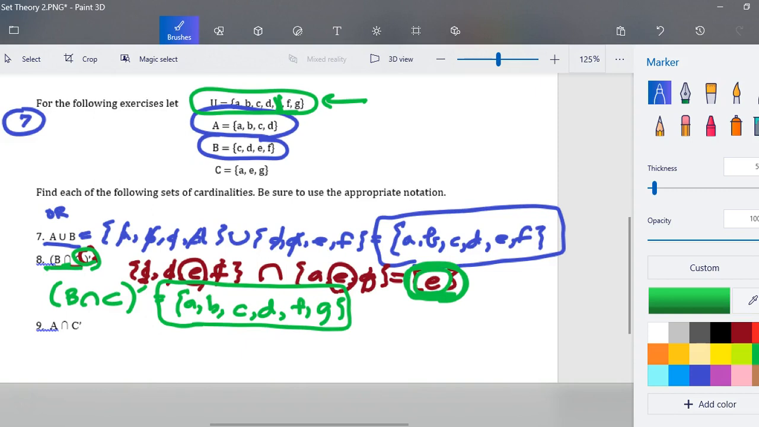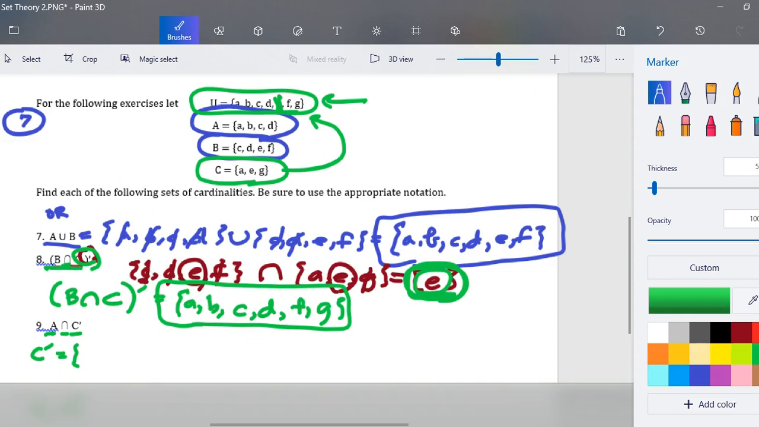So to do number 9, it is A intersect C prime, the complement of C. So let's go ahead and calculate the complement of C. The complement of C, we look at C, and then we go look at the universe. The complement is going to be everything that's in the universe, but not in C.